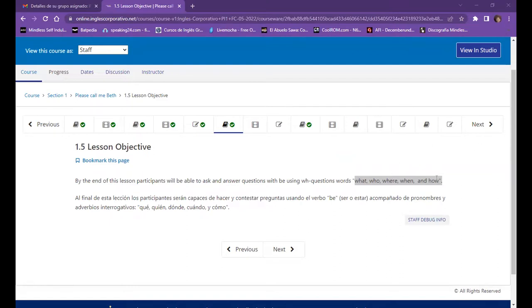Who? How? What? Where? How? ¿Cómo? ¿Cuándo? ¿Dónde? No, es how, where, when. How, where, when. ¿Cómo? ¿Cuándo? ¿Dónde? Where. How, where, when? Esos son los más importantes para poder sacar un poco de información.